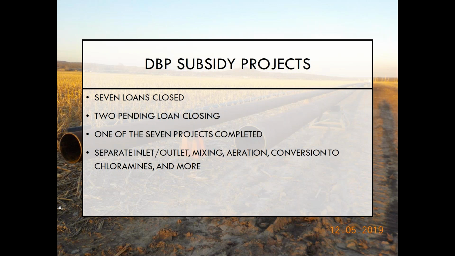So as I said, we started the subsidy for the health-based violations back in July of 2018. It's been over 2 years. We were really hoping, we were working so hard, had all these ideas to get these projects streamlined and completed, but we've only closed 7 loans, and we have 2 that are pending. And one of those 7 projects has been completed. We have a couple more that are very close, but it's not as many as we had hoped or wanted to see. But the ones that we have seen and have come in and we've been looking at include separate inlet and outlet, mixing, aeration, conversion to chloramines, and some other things as well.